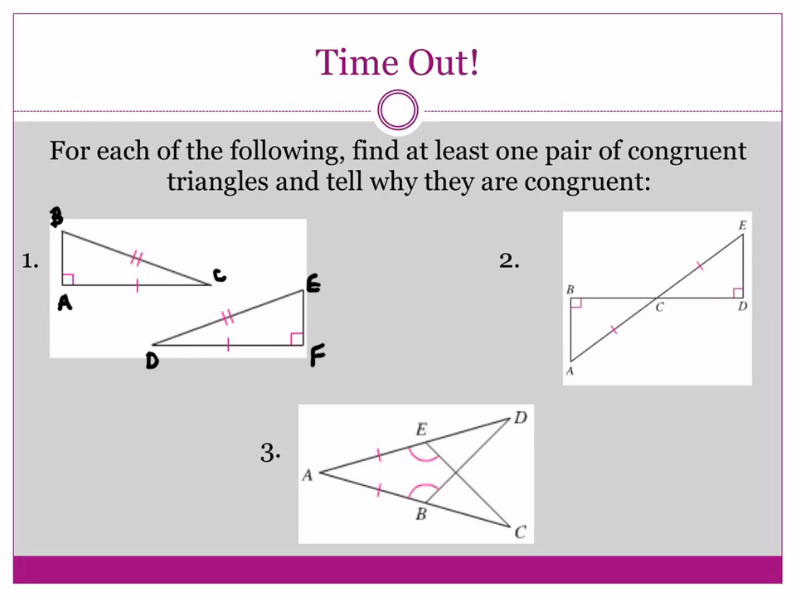It's side, angle, side. It's angle, side, angle, or it's angle, angle, side. Or hypotenuse leg, if we're dealing with right triangles. We actually have that one as well. So at least one pair of congruent triangles and why they are congruent. And when you're done with your 1, 2, and 3, turn to a neighbor, compare. Make sure that you agree with theirs and they agree with yours.